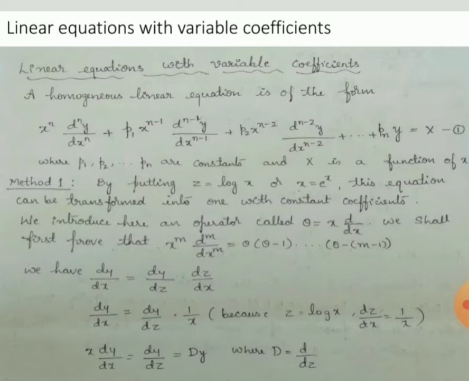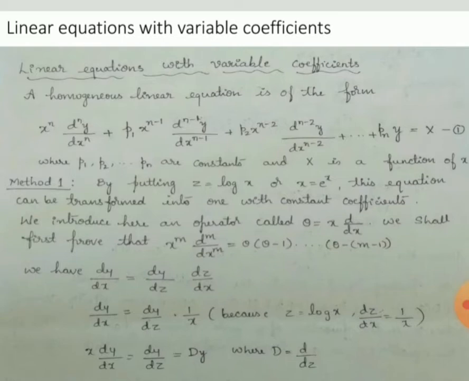We shall first prove that x^m d^m/dx^m = theta (theta - 1) and so on up to (theta - m + 1). We have to prove this one. So now we have dy/dx. Applying the chain rule here, dy/dx = dy/dz into dz/dx. Just try to remember here, dy/dx = dy/dz into dz/dx.